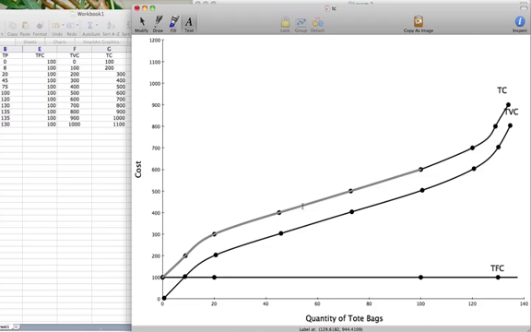total cost increases as we produce more goods because our variable costs increase with the amount we produce. We spend more on labor, more on raw materials, and other types of variable costs.